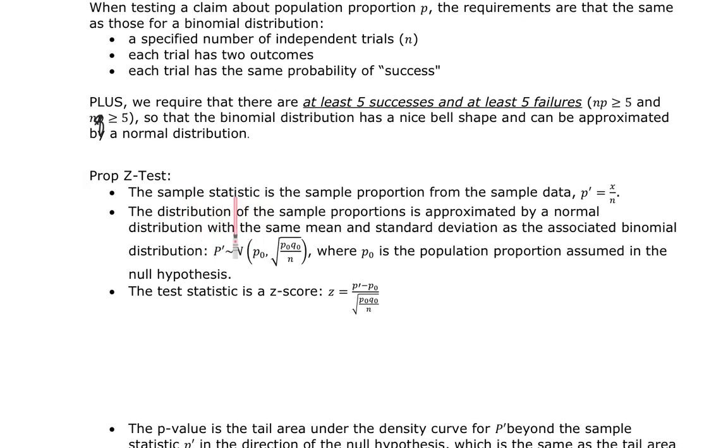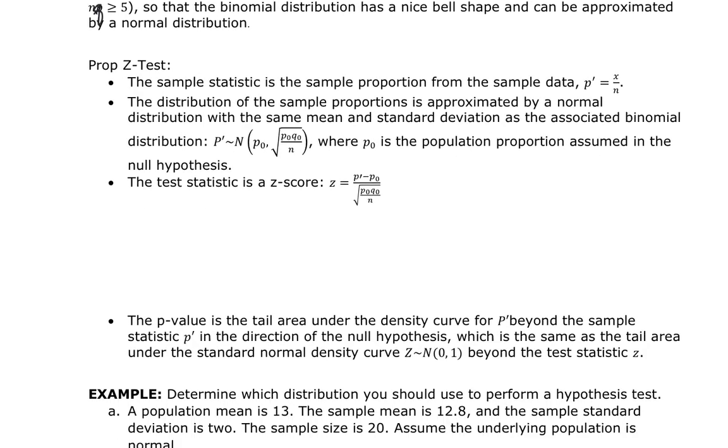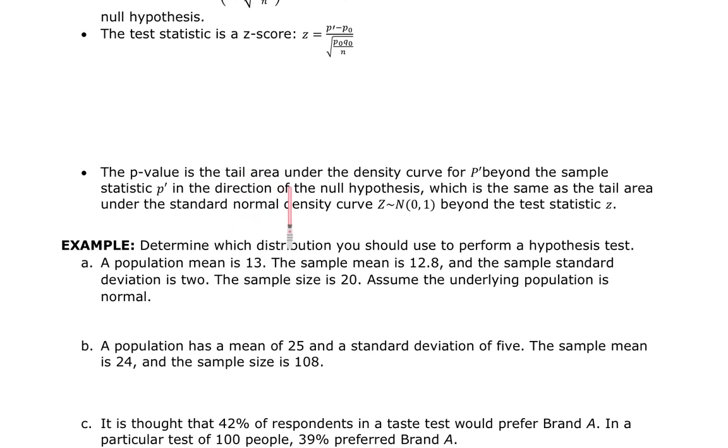In this test, the sample statistic is a sample proportion, and we use p prime or p hat, which is x over n. It is going to be normally distributed with mean p naught and standard deviation the square root of p naught q naught over n, and the test statistic is p prime minus p naught, divided by the square root of p naught q naught over n. The p-value is the tail area under the density curve beyond the sample statistic p prime in the direction of the alternative hypothesis, which is the same as the tail area under the standard normal density curve beyond the test statistic z.